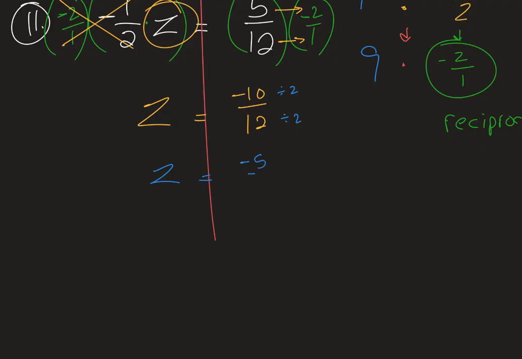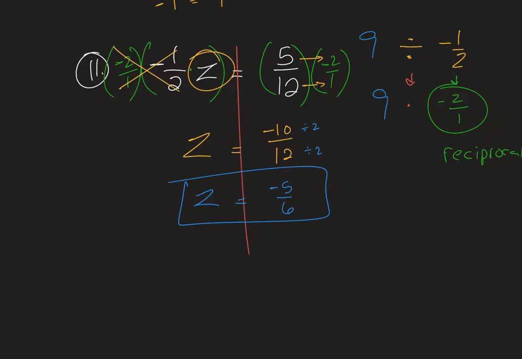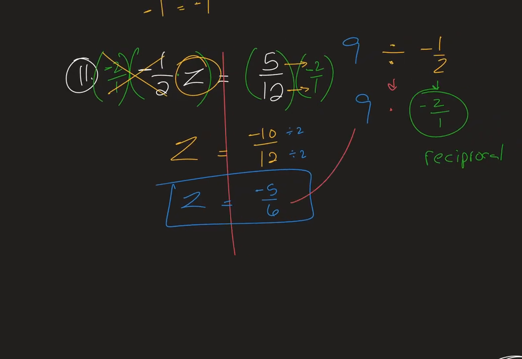We get -5/6. That is our answer. We hope we are correct. We're going to plug it in right here. So is -1/2 times -5/6, does that equal 5/12?